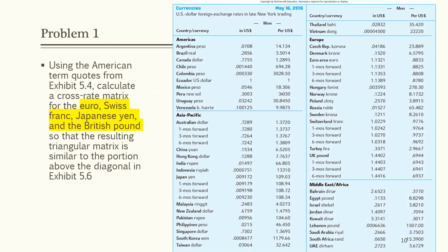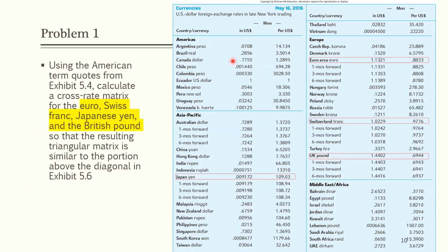Okay, so we've got two problems left, problem 1 and problem 8. In these problems, we're practicing how to calculate the cross rates. In problem 1, we have a table from exhibit 5.4 in the textbook. What we need to do is calculate the cross rates for 4 currencies based on the figures from this table. The 4 currencies in question are the euro, the Swiss franc, the Japanese yen, and the pound.